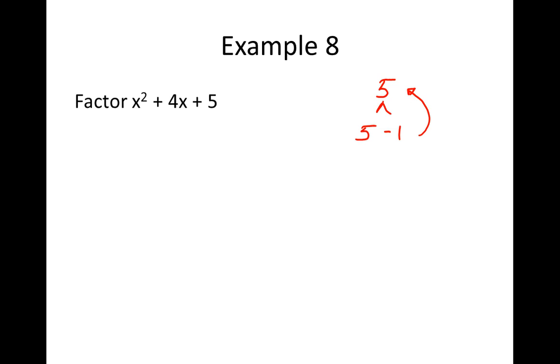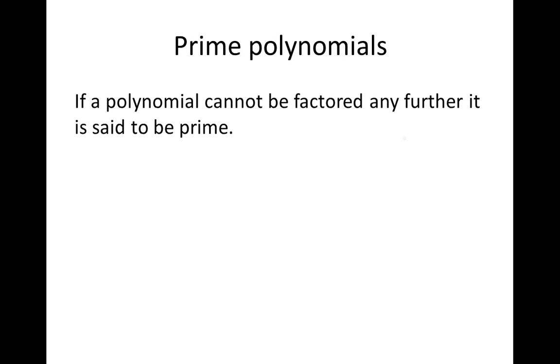Are there any other factors of 5 we can use? Nope, 5 is a prime number, so it's only 5 and 1. So if we can't factor this, we say it's prime over the real numbers. So again, if a polynomial cannot be factored any further, it is said to be prime.